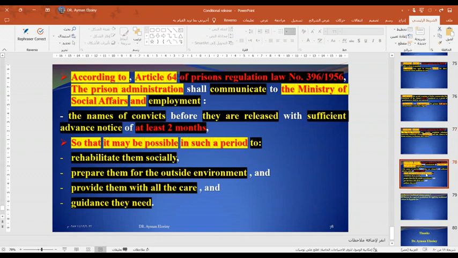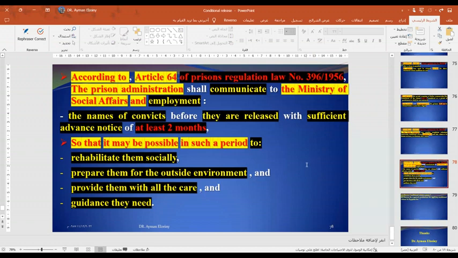According to Article number 64 of Prison Regulation Law, prison administration can communicate to the Ministry of Social Affairs and Employment, وزارة الشؤون الاجتماعية, the names of convicted felons before they are released with sufficient advance notice, at least 2 months.